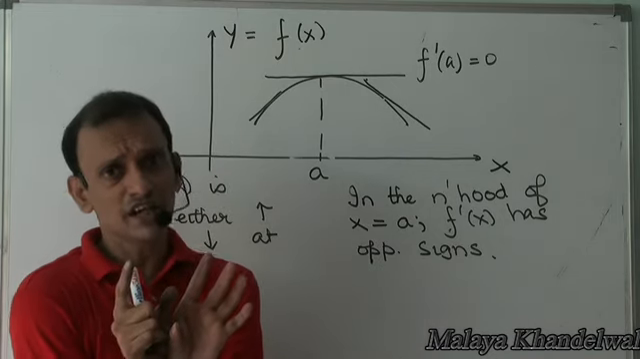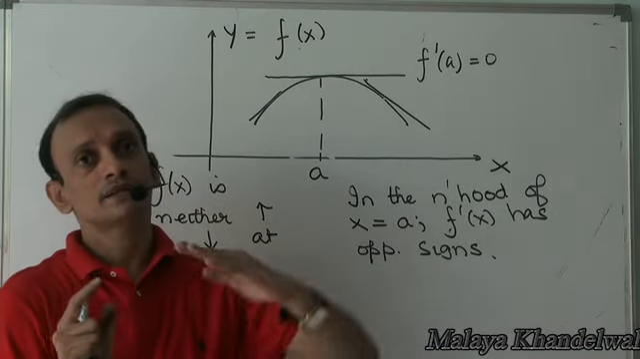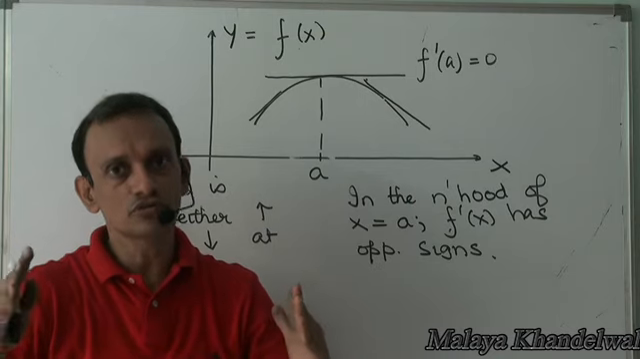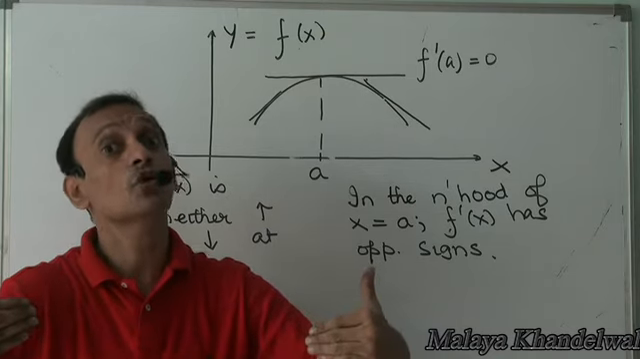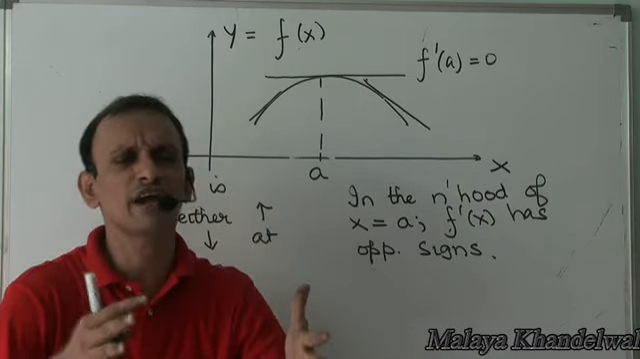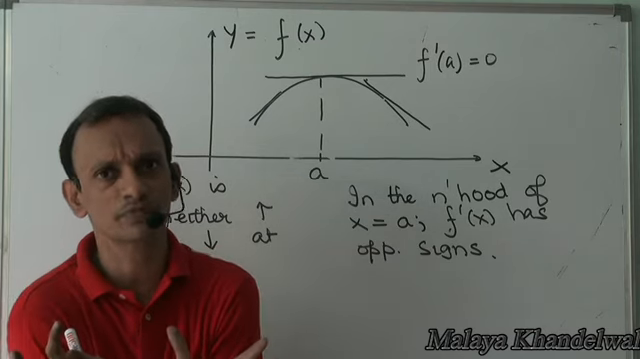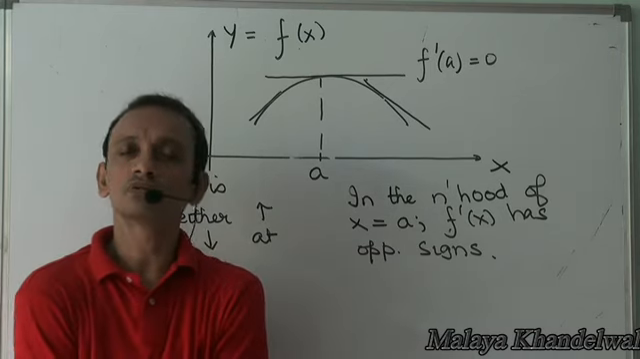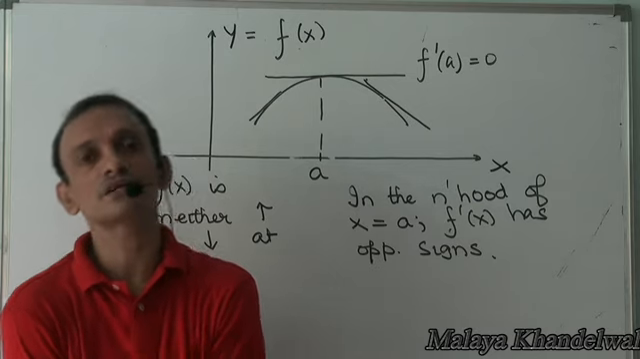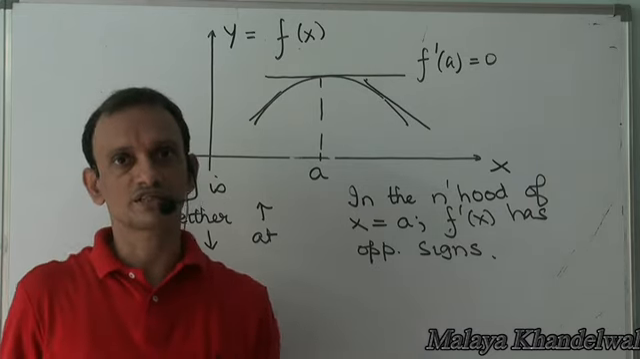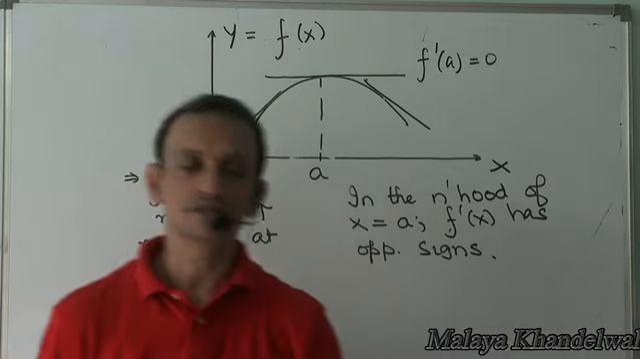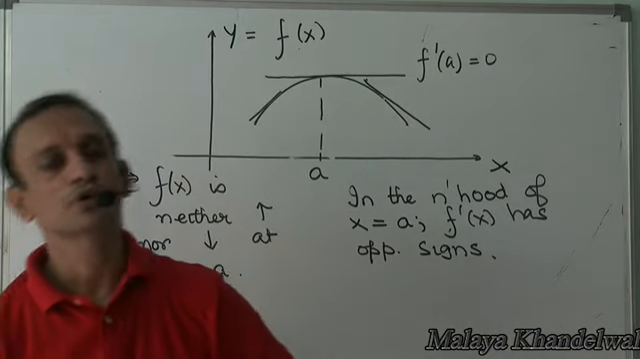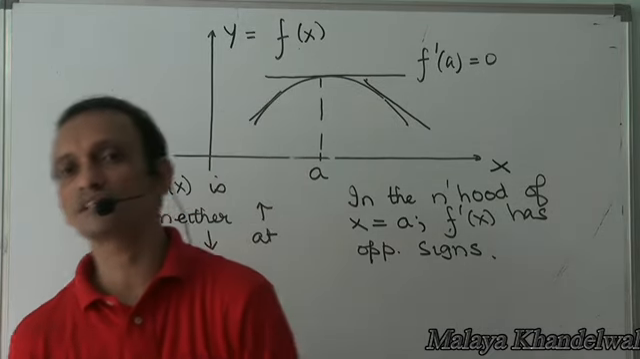So if f dash a is 0 and on either side of x equal to a, f dash x maintains opposite signs, to the left of a and to the right of a, then we can conclude that the function is neither increasing nor decreasing at x equal to a. This gives us a brief idea of monotonicity, strictly increasing, strictly decreasing.